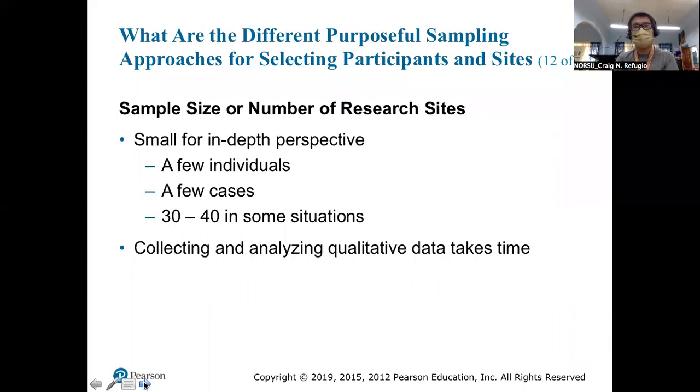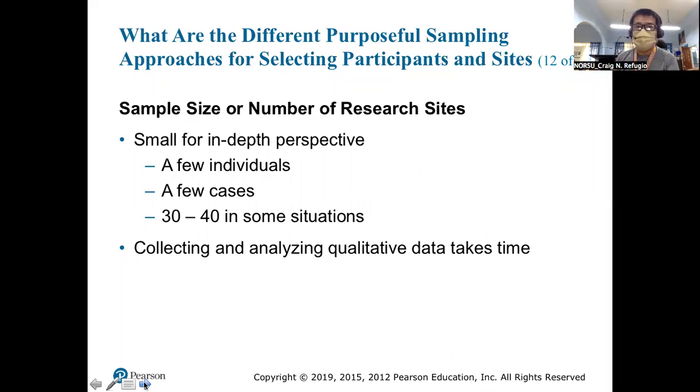Sample size or number of research sites. Small, for in-depth perspective. So we look into a small size of the population. That's very normal in a qualitative research design, small, because our purpose is an in-depth perspective or in-depth understanding. Few individuals, few cases, so 30 to 40 in some situations, but in some cases less than 30, in some cases less than 20, and in some cases less than 10, depending on the nature of the population that is being considered in the qualitative study.